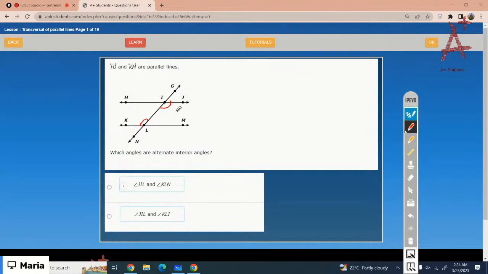So they both are the alternate interior angles. JIL and KLI. Got it? These are the two interior angles. So option number 2 is the correct option. Just name them carefully. Angle KLI is the alternate interior angle. So option number 2 is the correct option.